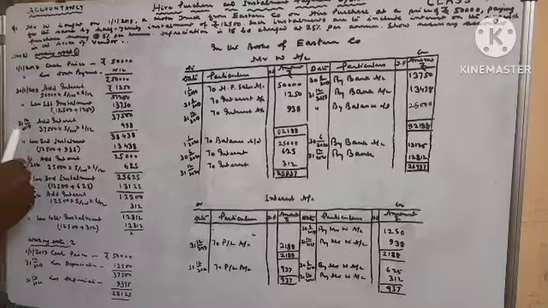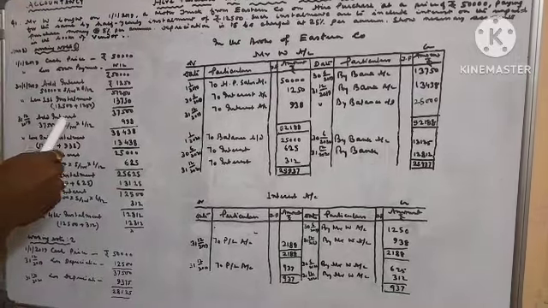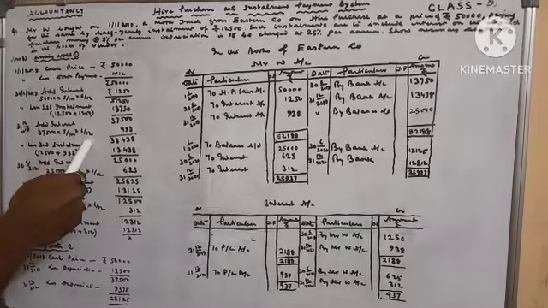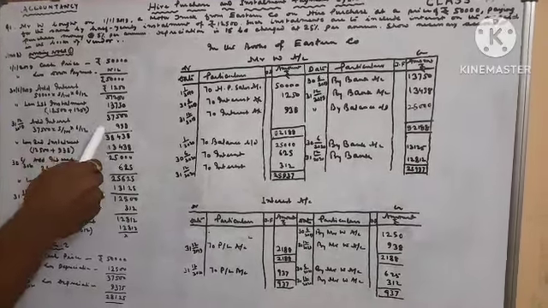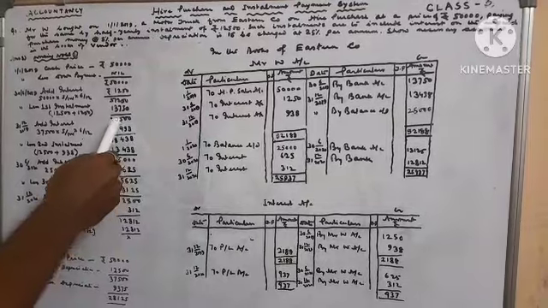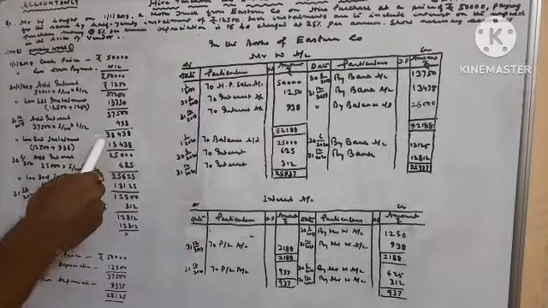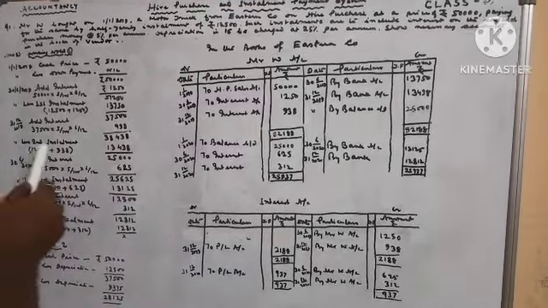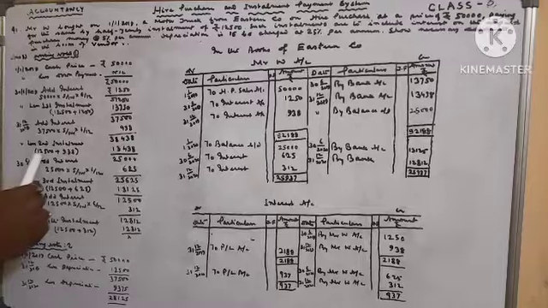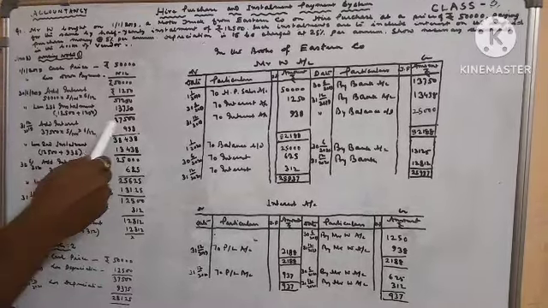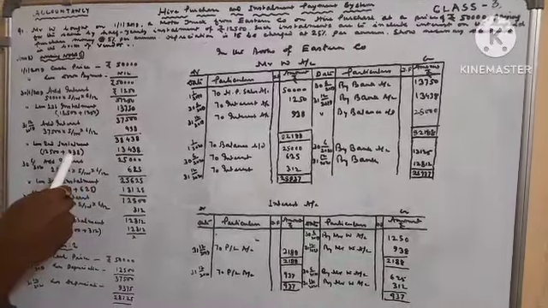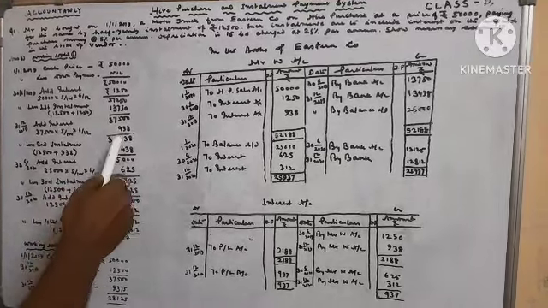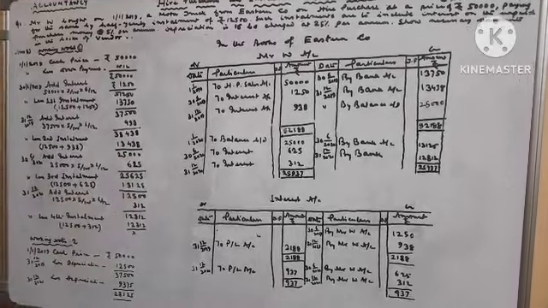On 31/12/2019, again interest is charged on 37,500 into 5/100 into 6/12, and that interest will be added. The result will be 938, that is the interest. After addition, the result will be 38,438. Less second installment paid, 12,500 plus interest amount 938 equals 13,438. After paying the second installment, the balance is 25,000.